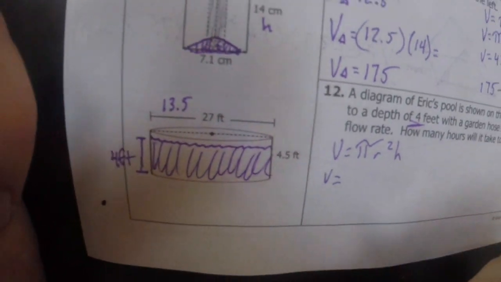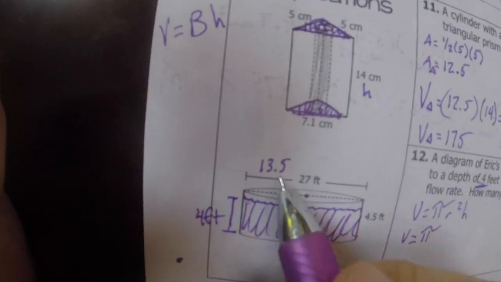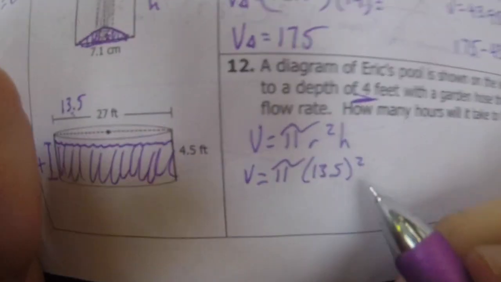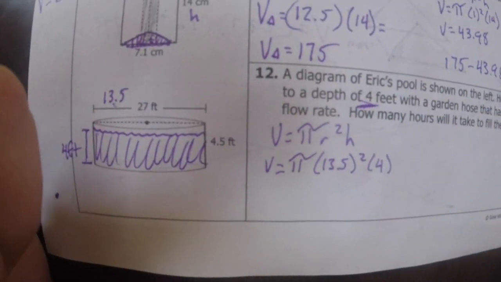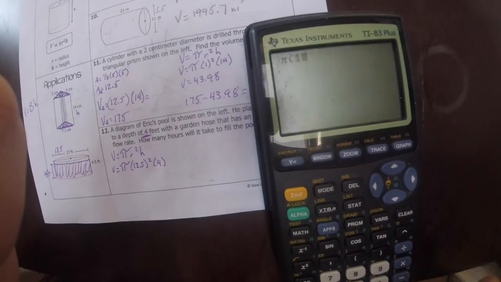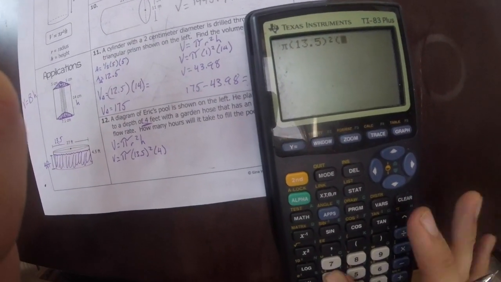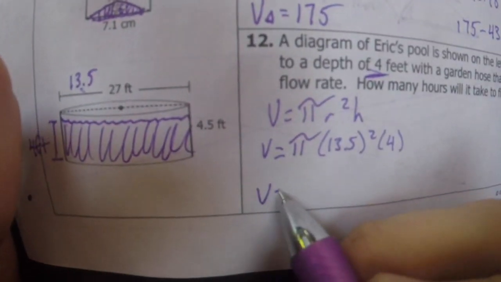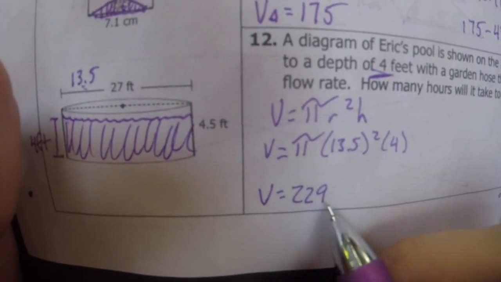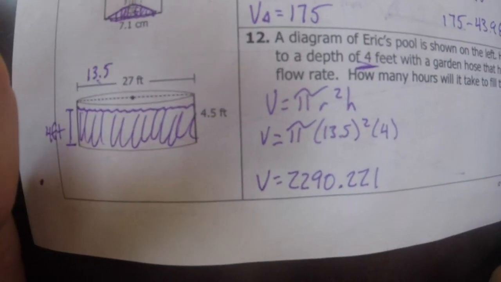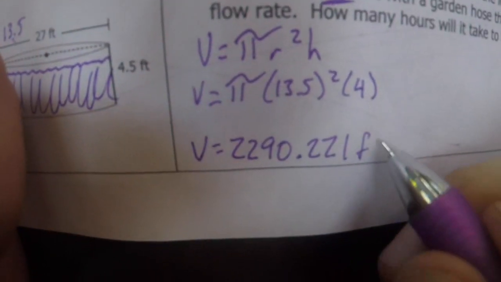All right, so the volume of water in the pool is pi times r, which is 13.5 squared, times the height, which is 4. So the volume of water that's in the pool is pi times 13.5 squared times 4. So the volume of water in the pool is 2,290.221, and that's feet cubed. All right, that's a lot of water, cubic feet of water.